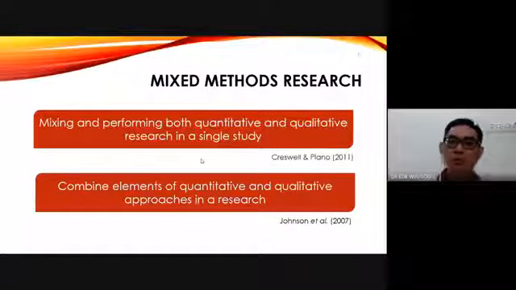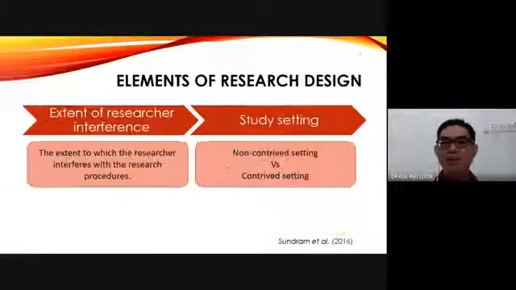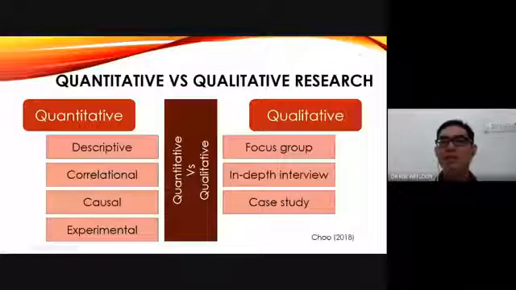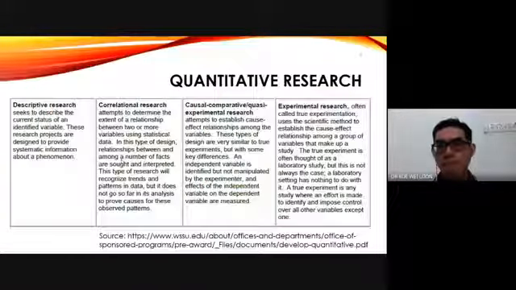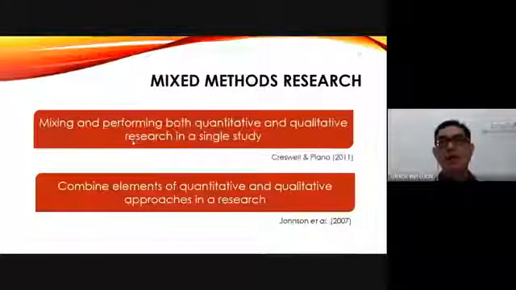Just now I explained to you that there are two main types of research. We have quantitative, we have qualitative. So mixed method is the combination of these two. That means that you combine two of them.